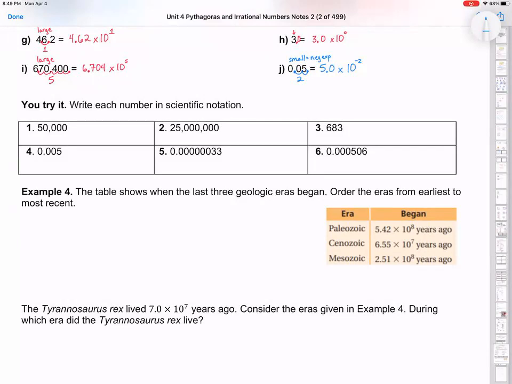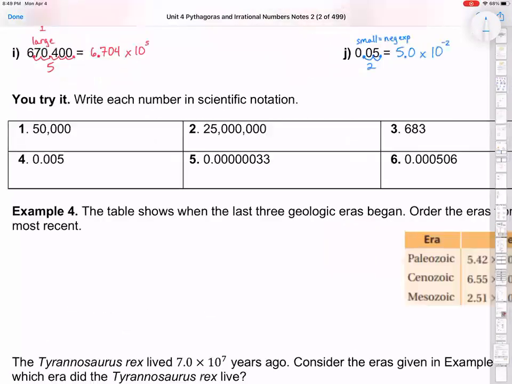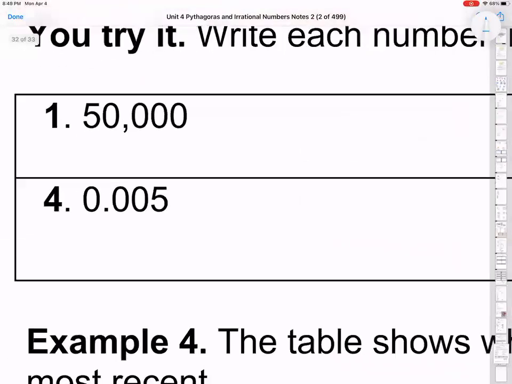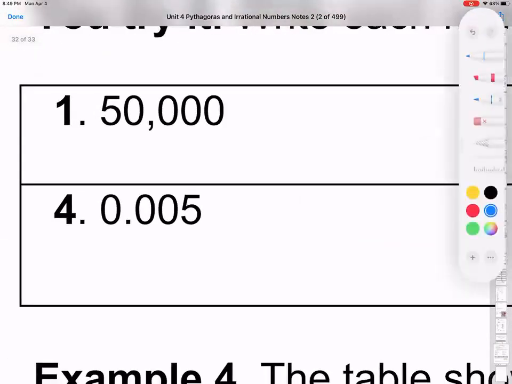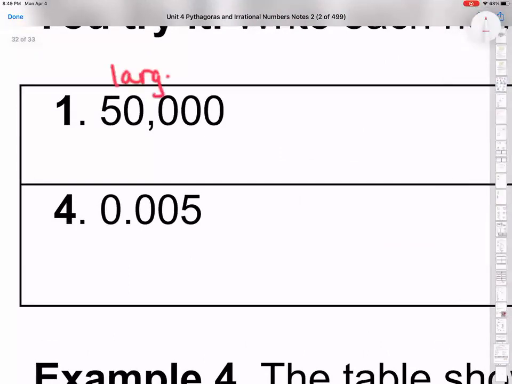All right, hopefully you've had an opportunity to try each one at this point. First, we have 50,000. So this is considered a large number, and our decimal place is at the end. And so when we're converting this into scientific notation, we would have to move this over 1, 2, 3, and now my number is in between 1 and 10.